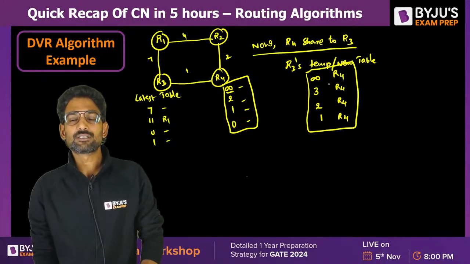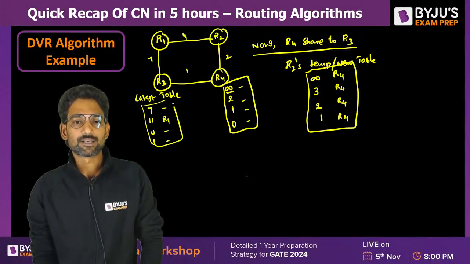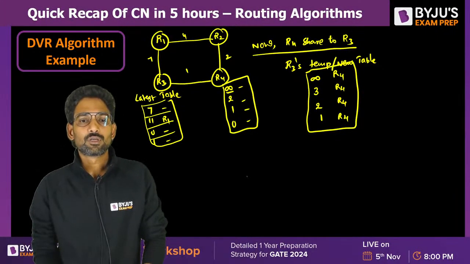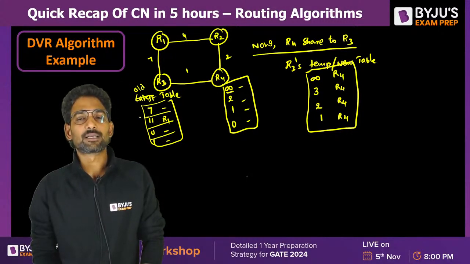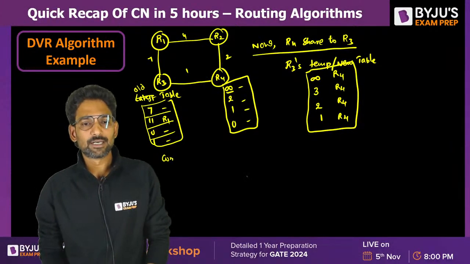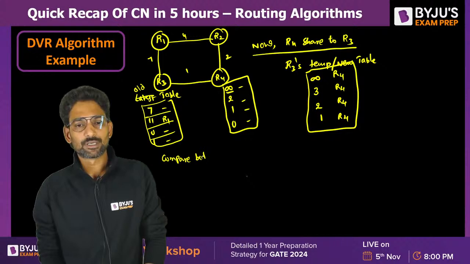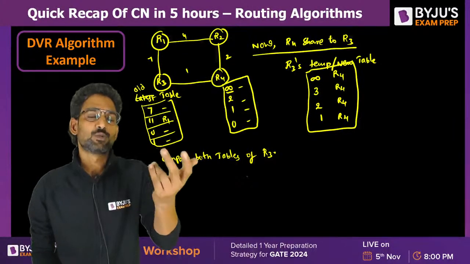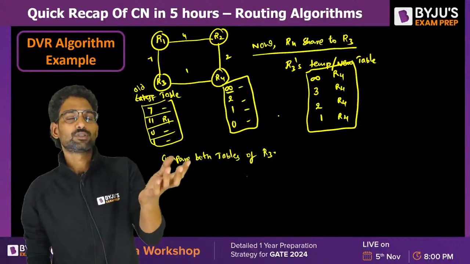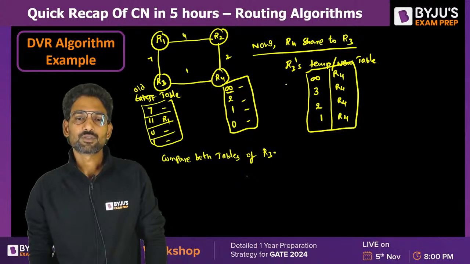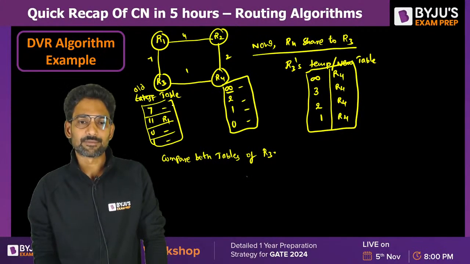Okay, so now this is the new table, this is the existing table. By the time R4 shares, this is the table, no? So, now this becomes the old table for R3. The newly constructed table is this temp table. So compare old and new tables. Compare both tables of R3. If the next node is different, choose the low cost row. If same cost in both, keep the old one. So all the next nodes are different. So choose the low cost, 7 and infinity, 7.